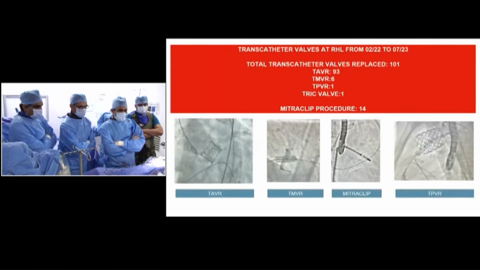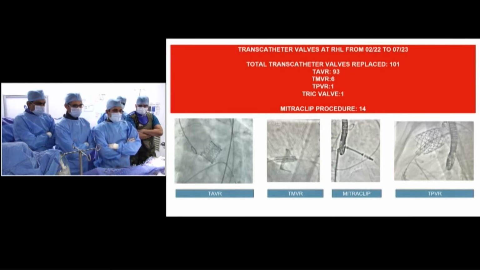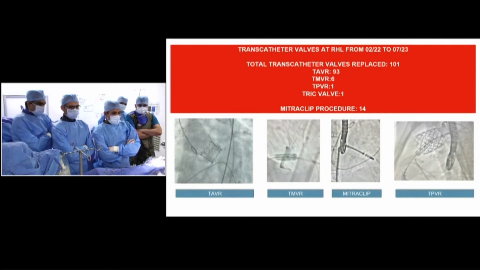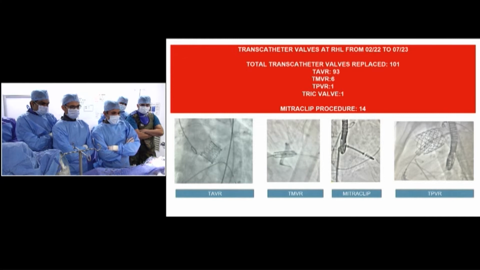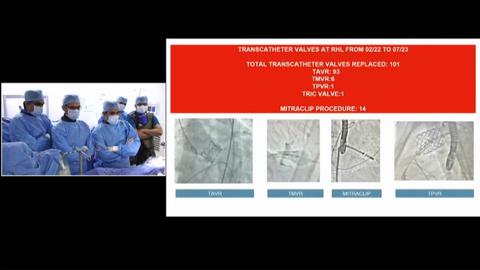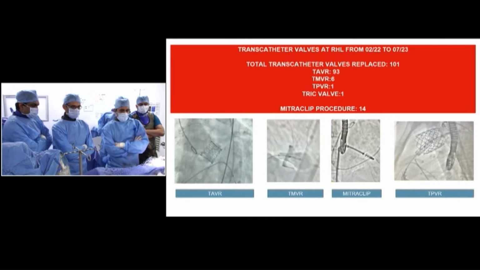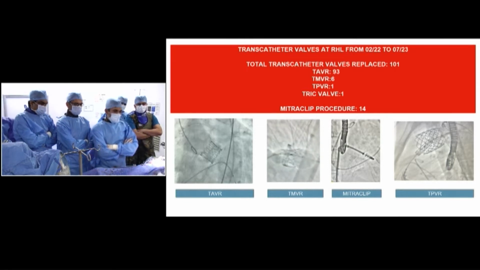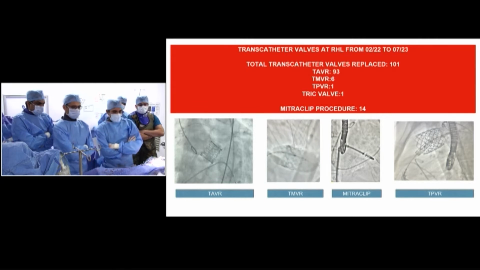Next slide. And this is the outcome of our center starting from February 2022. The total transcatheter valve replacements we have done is 101: TAVR 93, TMVR 6, pulmonary valve 1, tricuspid valve 1, and 14 MitraClips. Next slide.